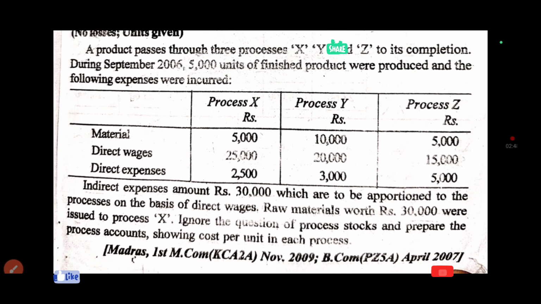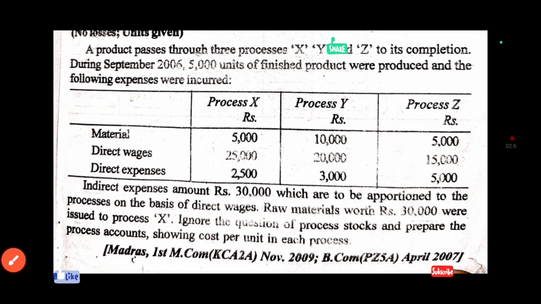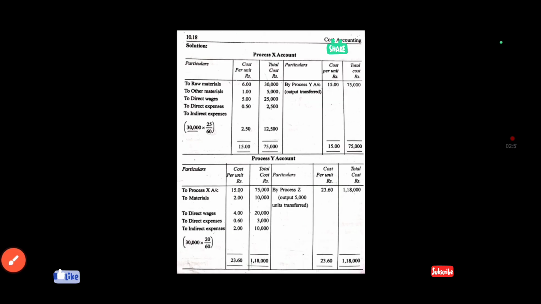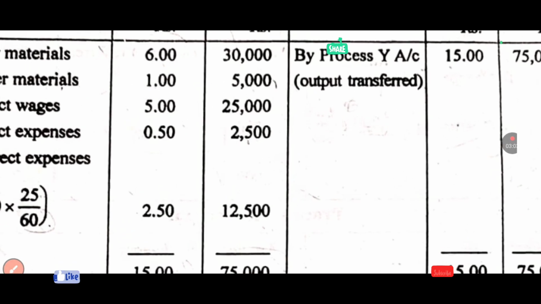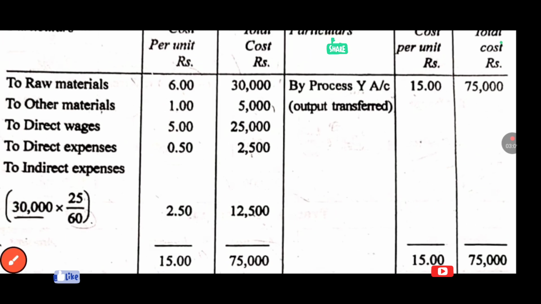Now we need to prepare cost per unit for each process. So how can you find out the cost per unit? They have given 5,000 units, so we need to divide the cost by 5,000 units. We divide the cost 30,000 rupees by 5,000 units and we will get 6 rupees. So material cost is 6 rupees per unit.